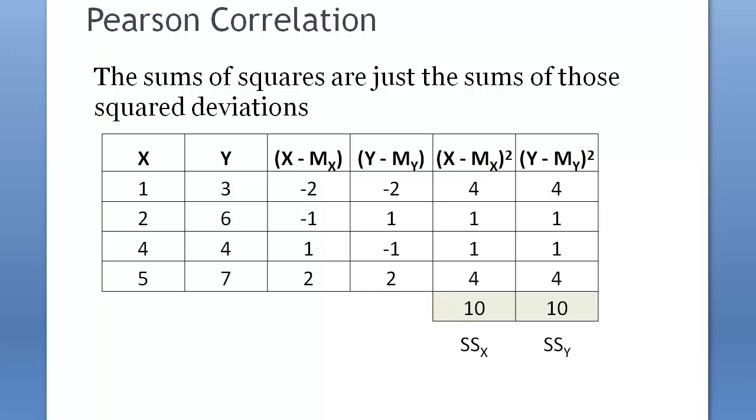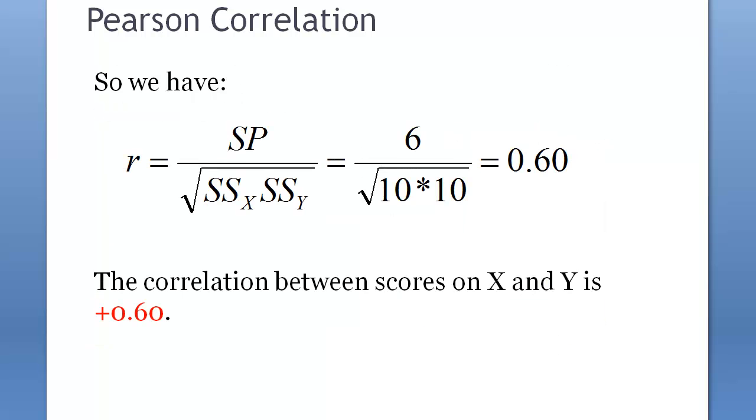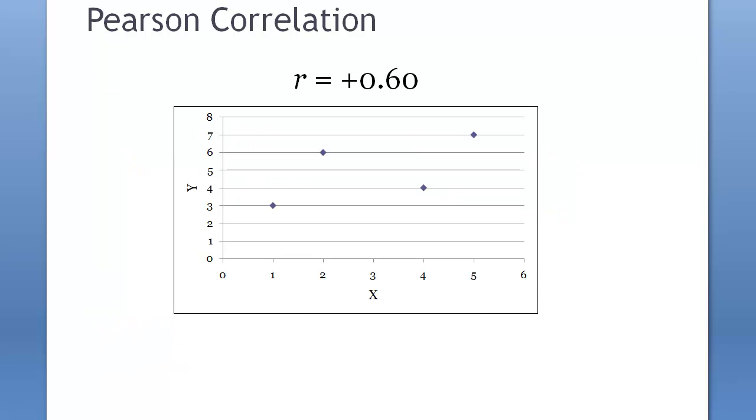Okay, so in this case, that's going to be 6 over 10, which is 0.6. So correlation between scores on x and y is 0.60. Positive 0.60. Okay.